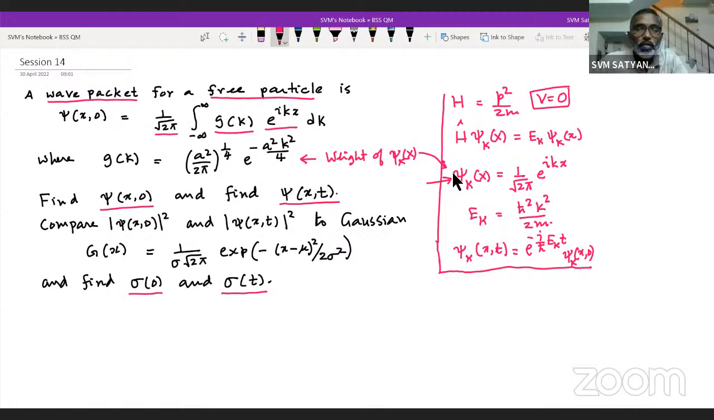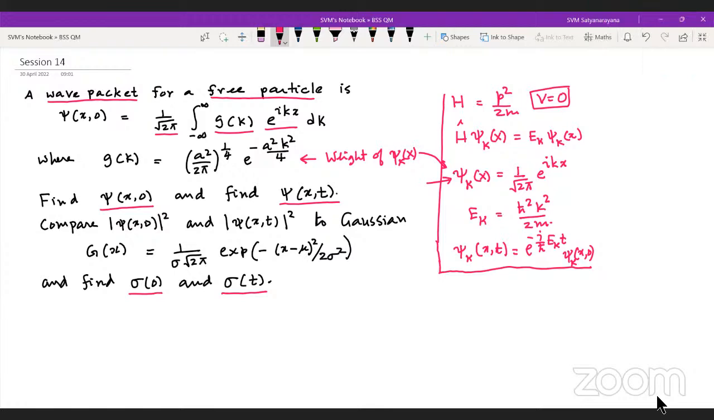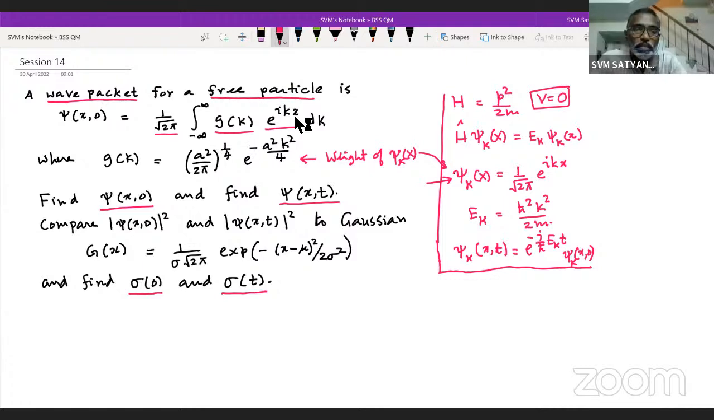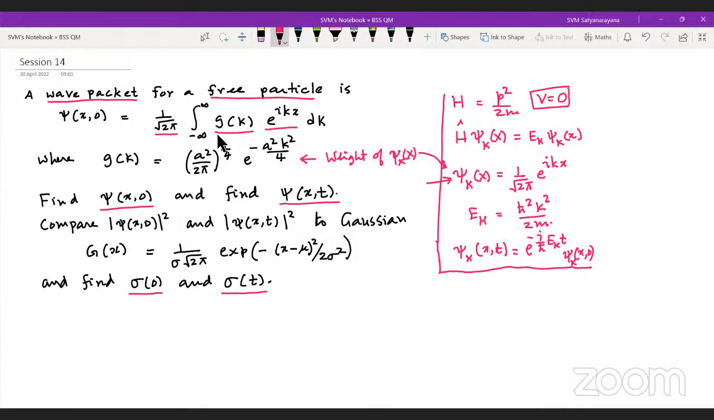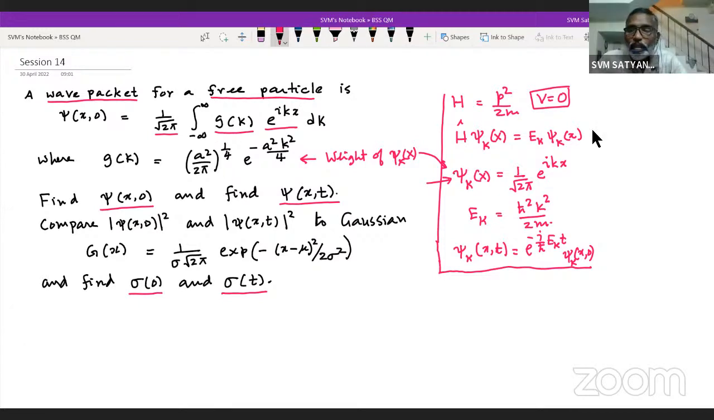Okay, so now what do we do? To find out psi of x 0, what we should do? Substitute the expression of g k into the psi x 0. So we have to just integrate this. We have to substitute this g k here, and then we have to integrate. That is rather straightforward.